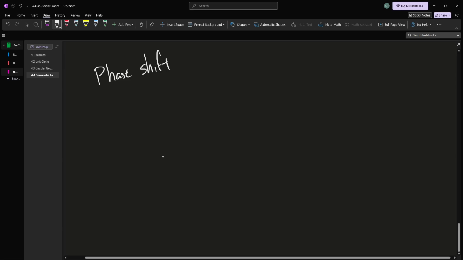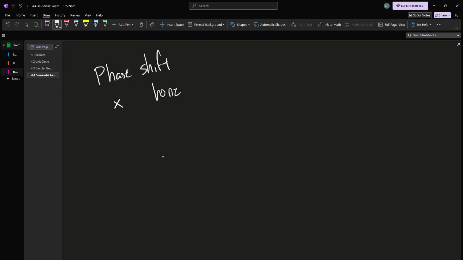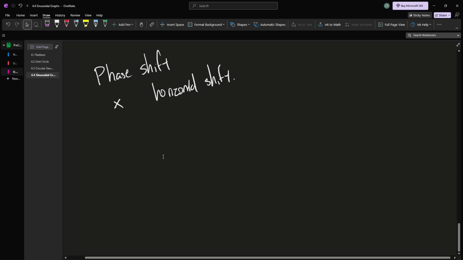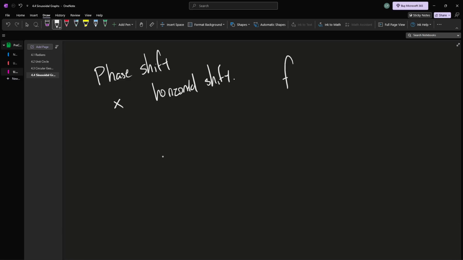But it's another type of shift. So we talked about vertical shift before. So phase shift is actually a shift in the x direction. So horizontal shift. And this horizontal shift, if we've seen functions before, it must be x minus h inside the function, wherever the x is. So really, really close to x or a variable, your h is right next to it.